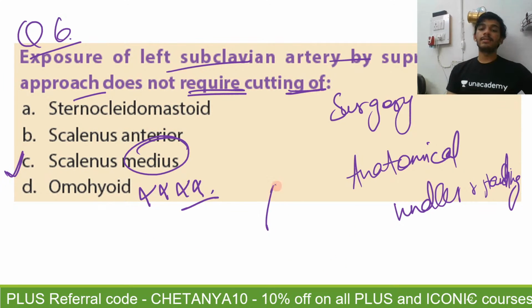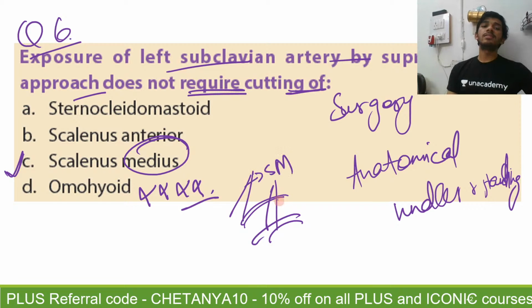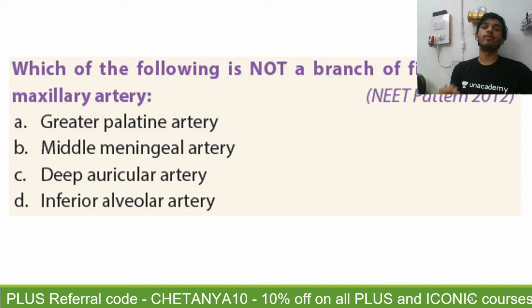Scalenus medius. See, this is the scalenus anterior. This is the subclavian vein. This is the subclavian artery going behind it. And even behind it, you have the scalenus. Scalenus medius is not required if you are going with a supraclavicular approach. The supraclavicular approach, what I understand it would mean, is above the clavicle. So this is the supraclavicular area, and you have to approach from here. You have to reach the left subclavian artery. So what all do you have to remove? You have to retract the subclavian vein. You will have to remove the scalenus anterior a little. The sternocleidomastoid is running here, so that might need to be removed. But the scalenus medius is present even behind the subclavian artery. If you're going from anterior, scalenus medius won't need to be exposed. If you're going from posterior, however, scalenus medius might need to be exposed.